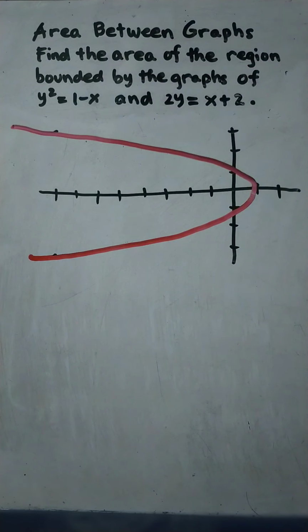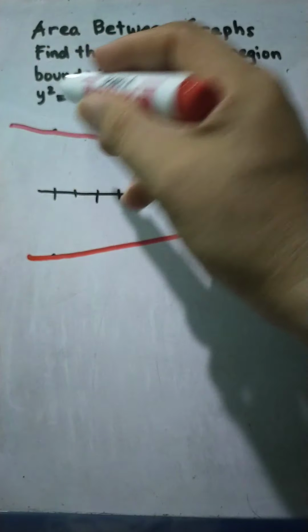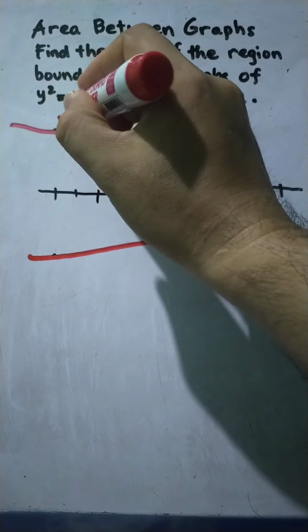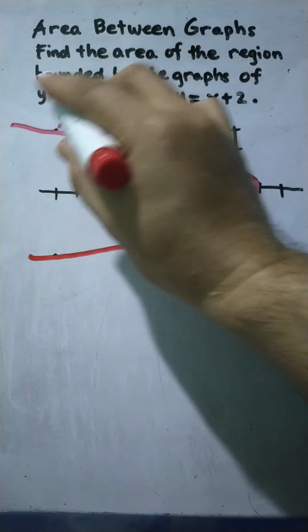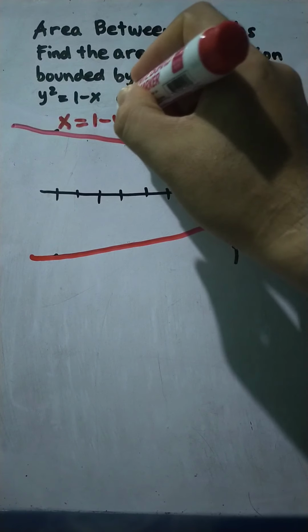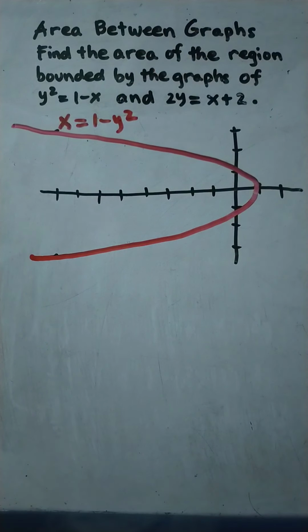Okay, that is now our parabola, which I am rewriting here as x equals, transferring this one to the other side, 1 minus y squared. The equation of a parabola: x equals 1 minus y squared, or you can write it as y squared equals 1 minus x. You can write that one.